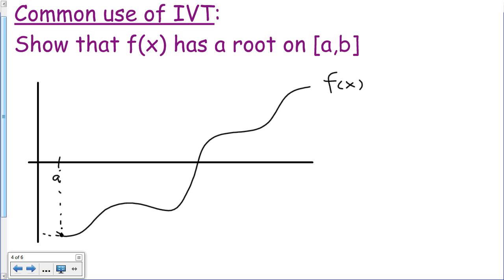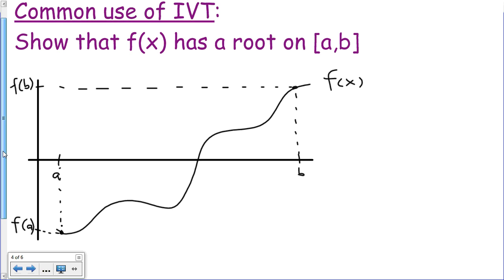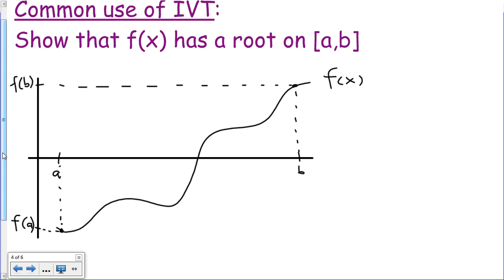So that corresponds to f of a being down here. And let's say that this is b right here. So that corresponds to this value being f of b right here. All right, you'll notice that at x equals a, the function is below the x-axis, so f of a is actually less than 0. And at the other end, at b, f of b is above the x-axis, so f of b must be greater than 0. So a value that's less than 0 on one side, a value that's greater than 0 on the other side.